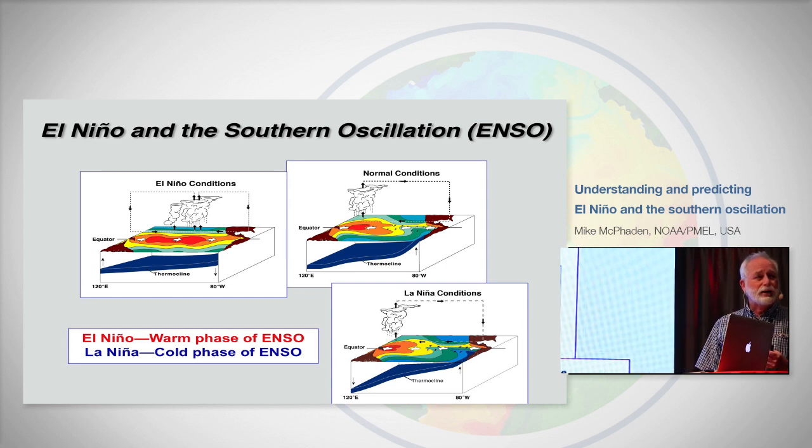Scientists have been studying this problem for 50 years or more. It is a fascinating problem in Earth system science, and we still don't know a lot about it. We know some things, as I'll show you. But it also, even more importantly, has tremendous socioeconomic consequences, which is why so much effort has been put into trying to understand and predict it.